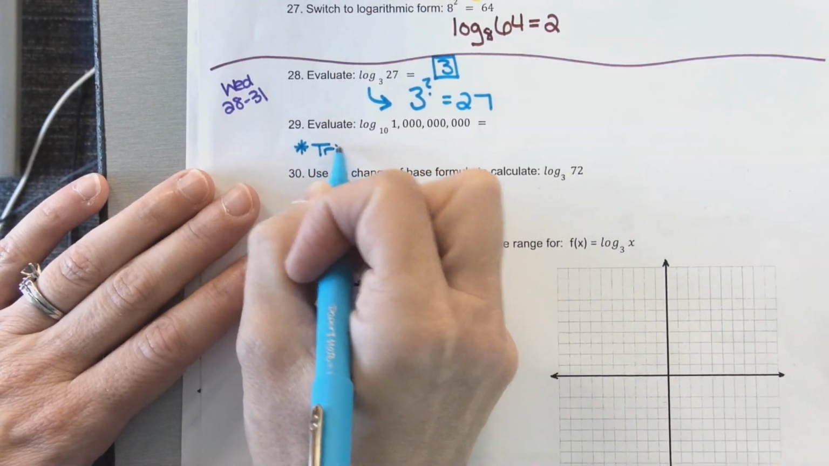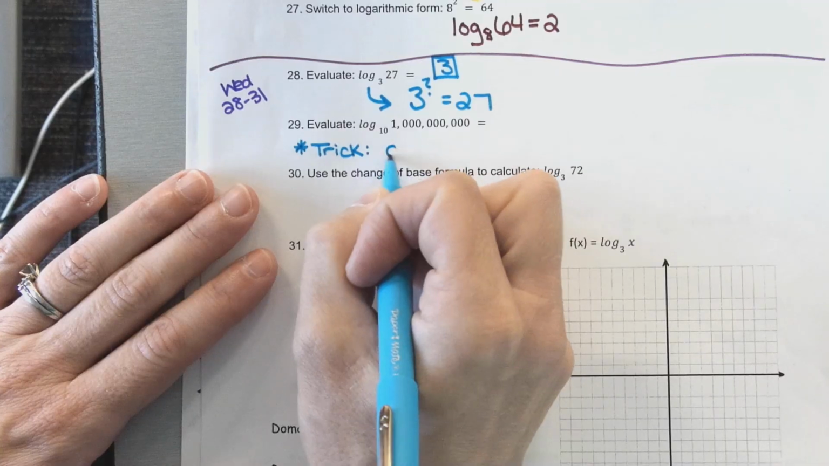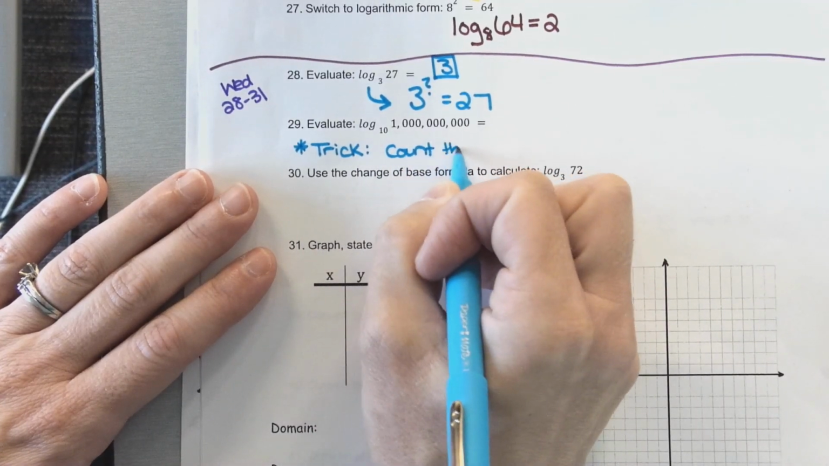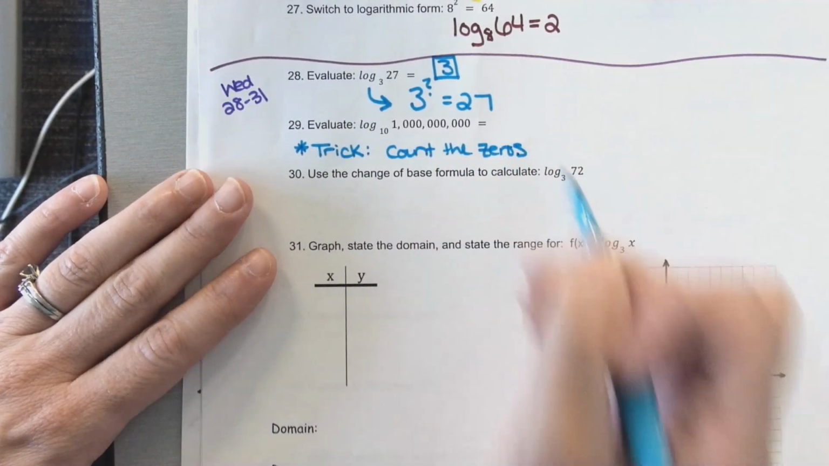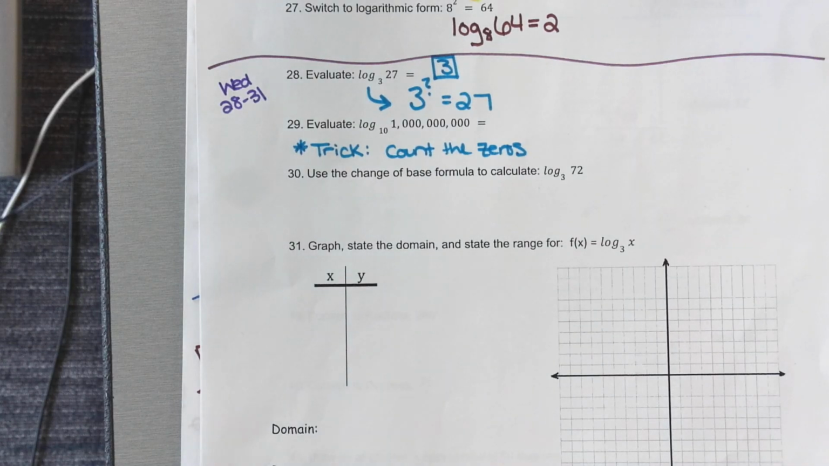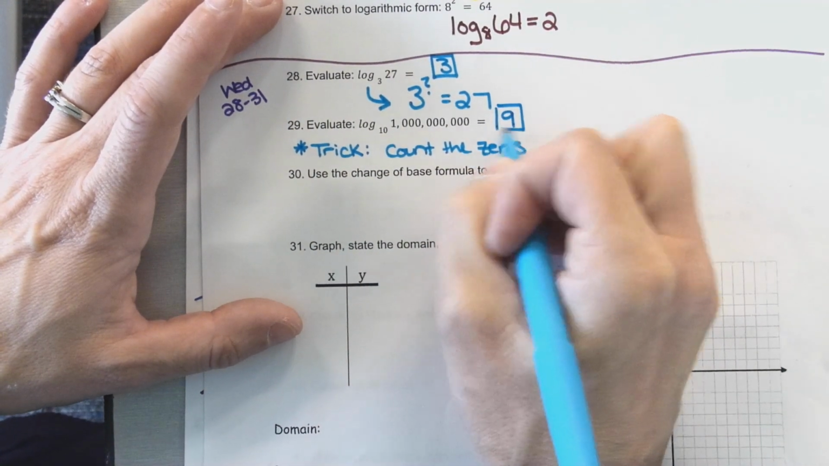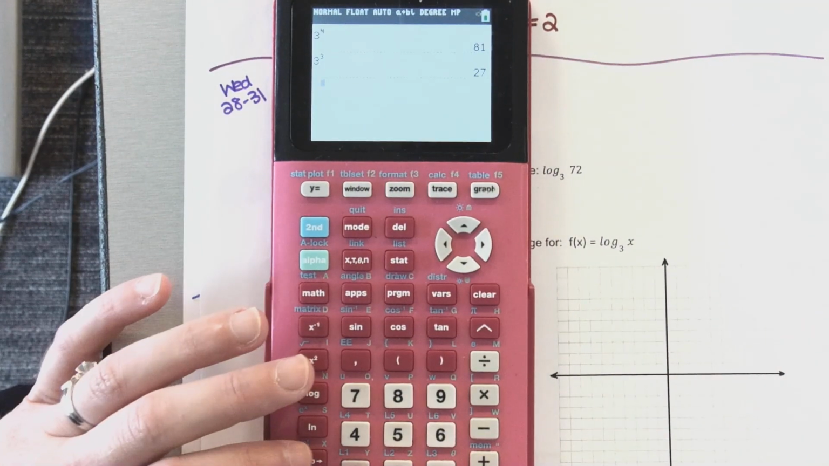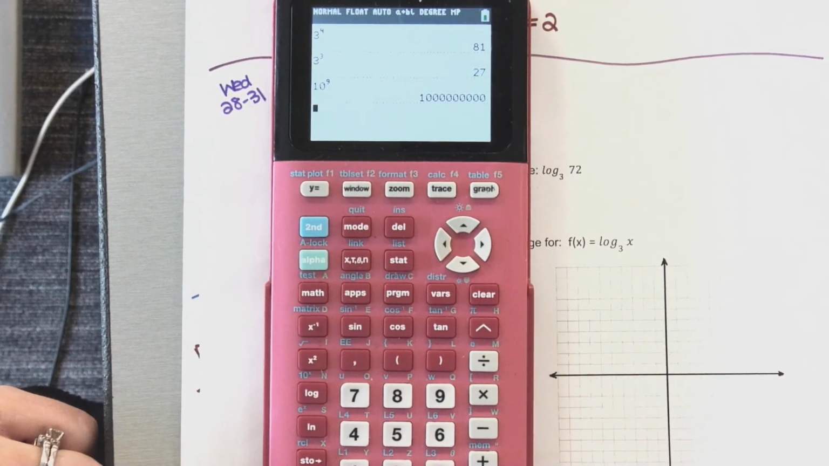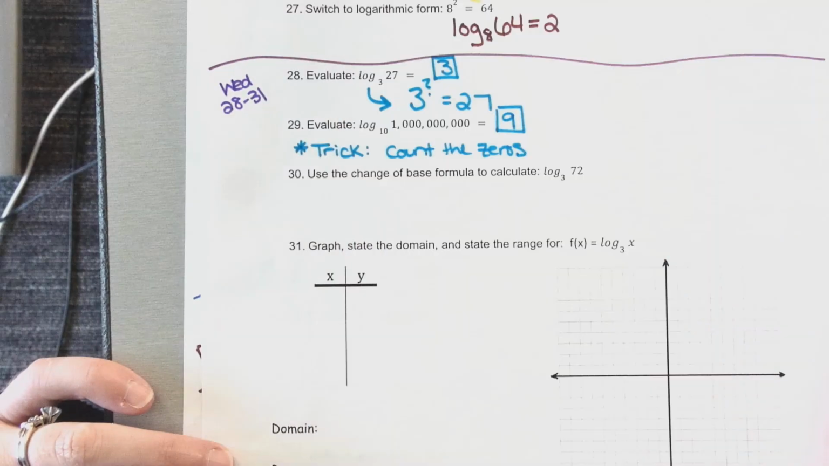This one, the trick is to count the zeros. You can only use this trick when your base is a 10 and this number is a 1 with a bunch of zeros. When you have that situation, the trick is count the zeros. How many zeros do I have? 9. So that's going to be your answer. I can also go to my calculator like I did with the last one, and type it in to double check it that way as well.